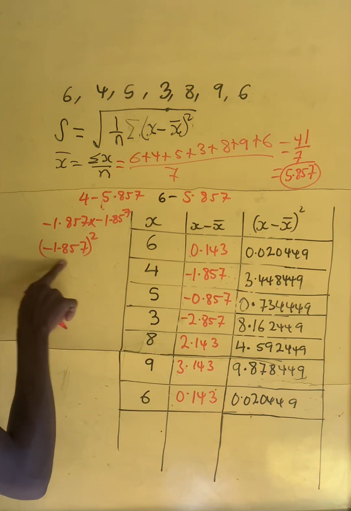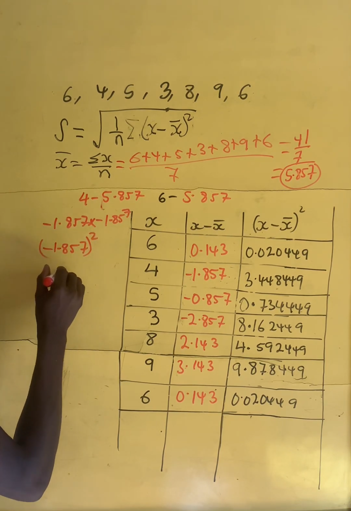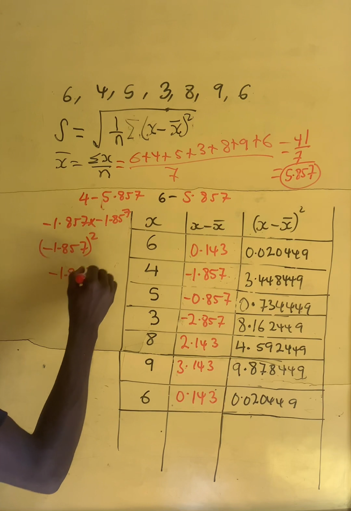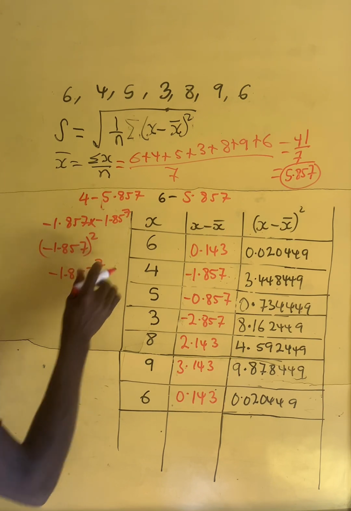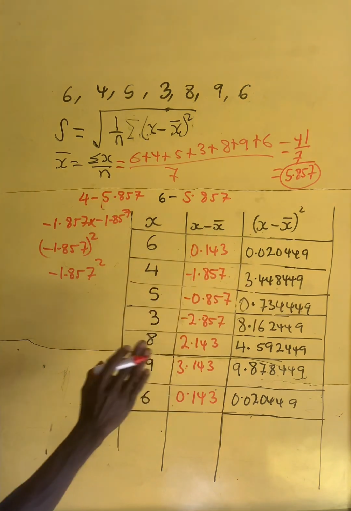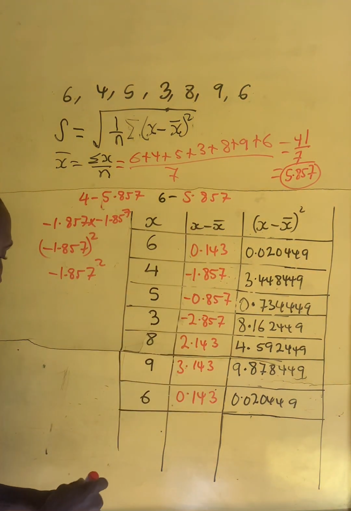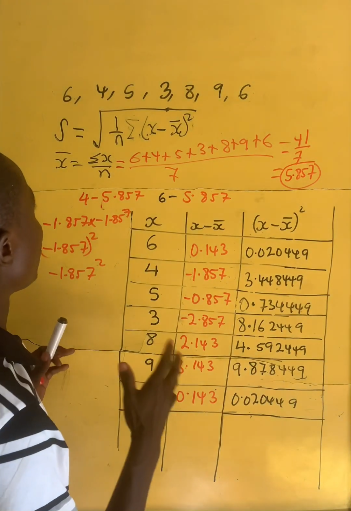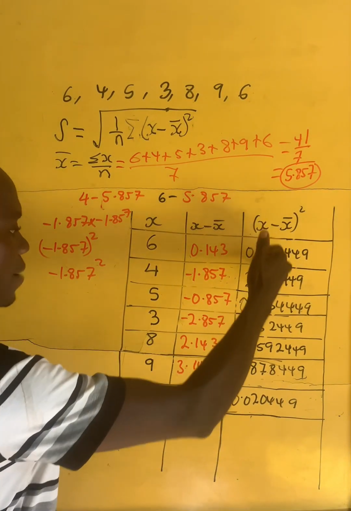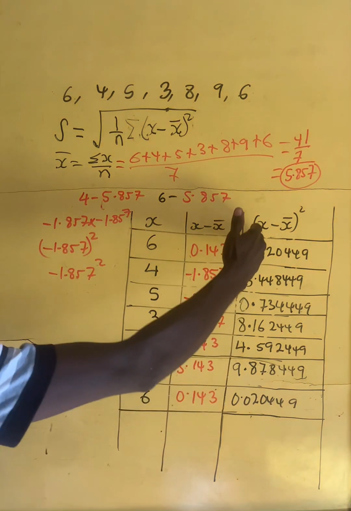If you are punching this on the calculator, remember to bring brackets. If you do minus 1.857 square like this on the calculator, you get the answer to be negative. So note that. Once we are done with our table, then we are good to go because we can sum these values together.